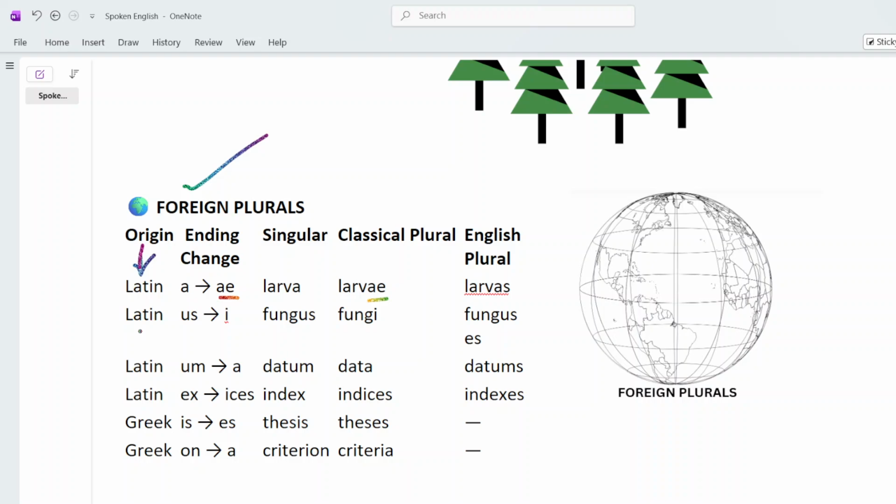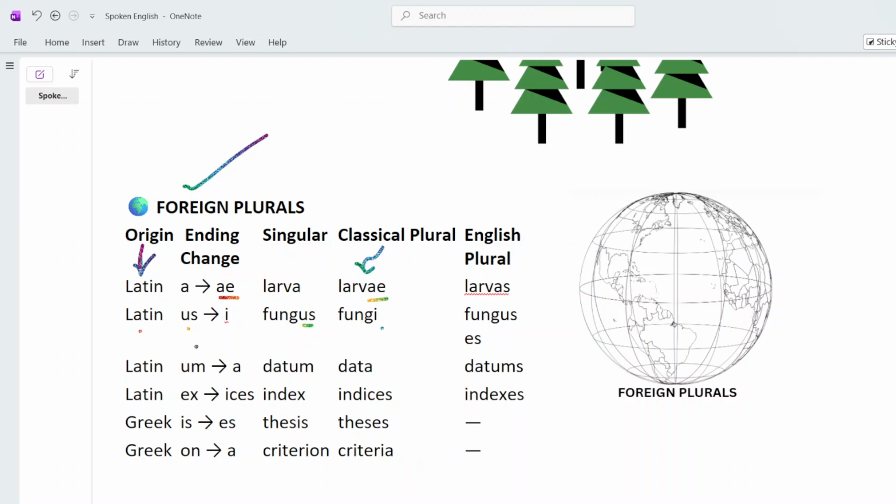Now, another Latin word where the ending of the word is US, all right, look at this, fungus. It changes simply to I to give you a classical plural format. All right, fungi. How is this pronounced? Fungi. Okay, it's not fungi, it's fungi. Now, larva changes to larvae.